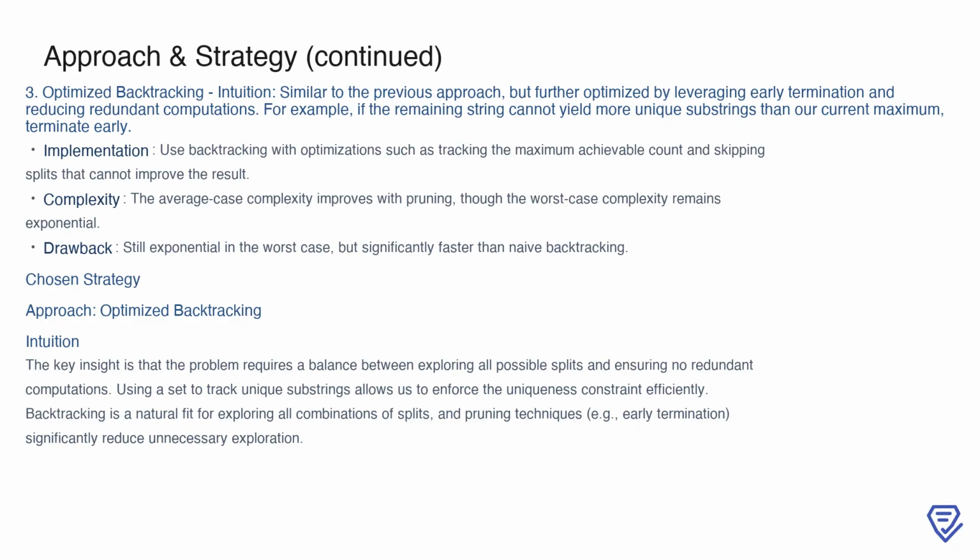The implementation still relies on backtracking, with a set to enforce uniqueness, but now includes mechanisms to track the maximum achievable count and skip unnecessary splits. While the worst-case complexity remains exponential, the average-case performance is greatly improved thanks to these optimizations. Ultimately, this approach strikes a balance between exploring all possible splits and ensuring efficiency by focusing computational effort where it matters most. This makes optimized backtracking the chosen strategy for this problem.